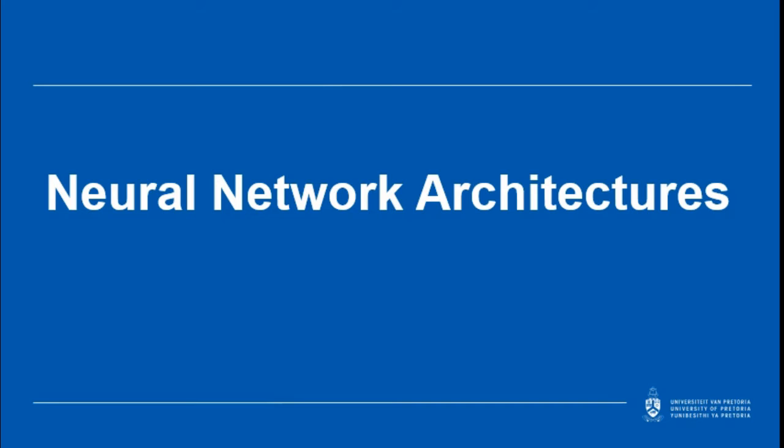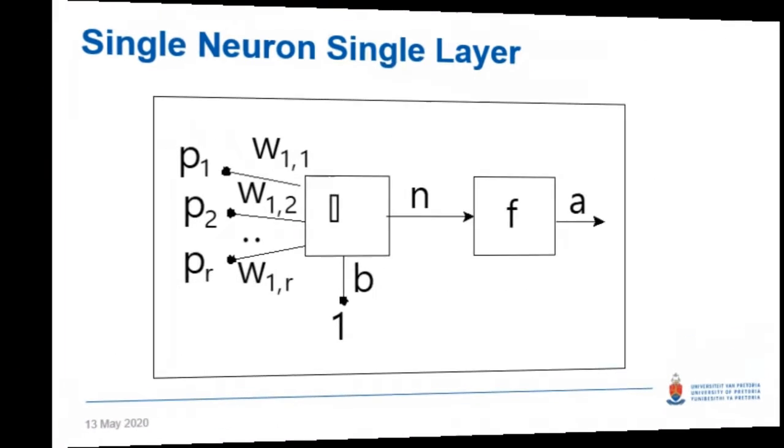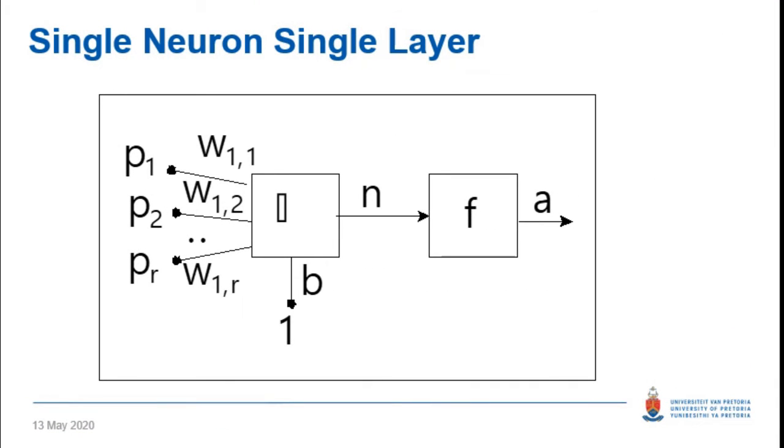So far, we've looked at a single neuron, but a single neuron cannot do much. It's not very powerful. You usually need a network of neurons in order to achieve anything. So what we're going to look at now are different types of neural network architectures. This we've seen already: a single layer consisting of just one neuron. The neuron has multiple inputs, ranging from 1 to R in this case.